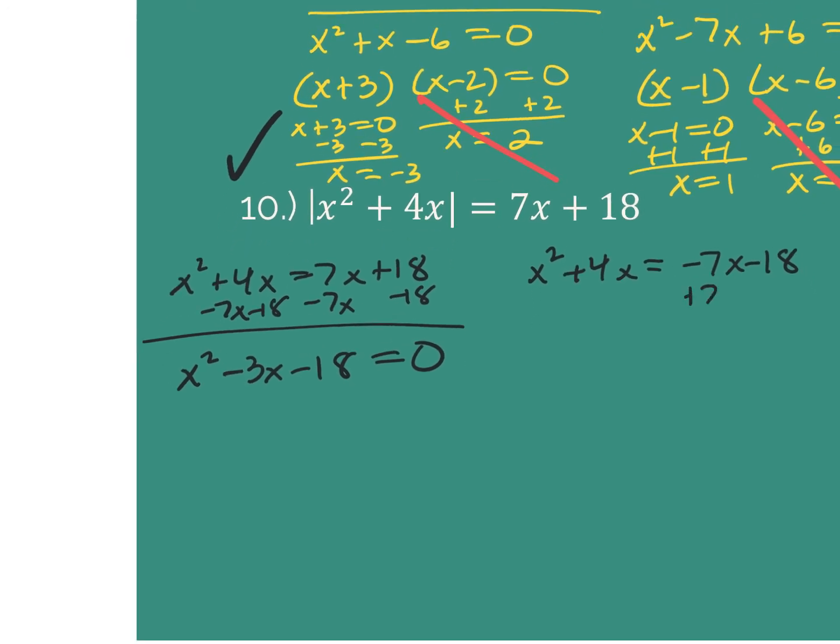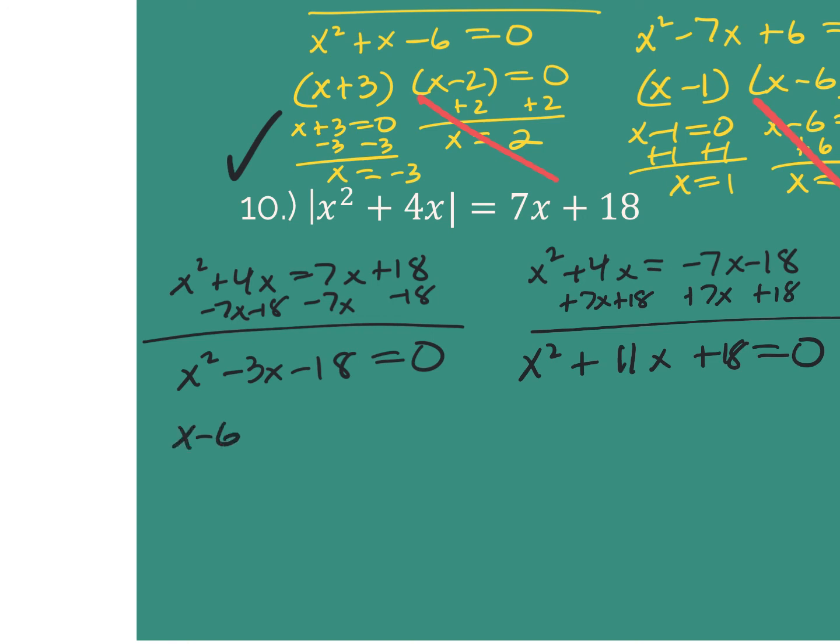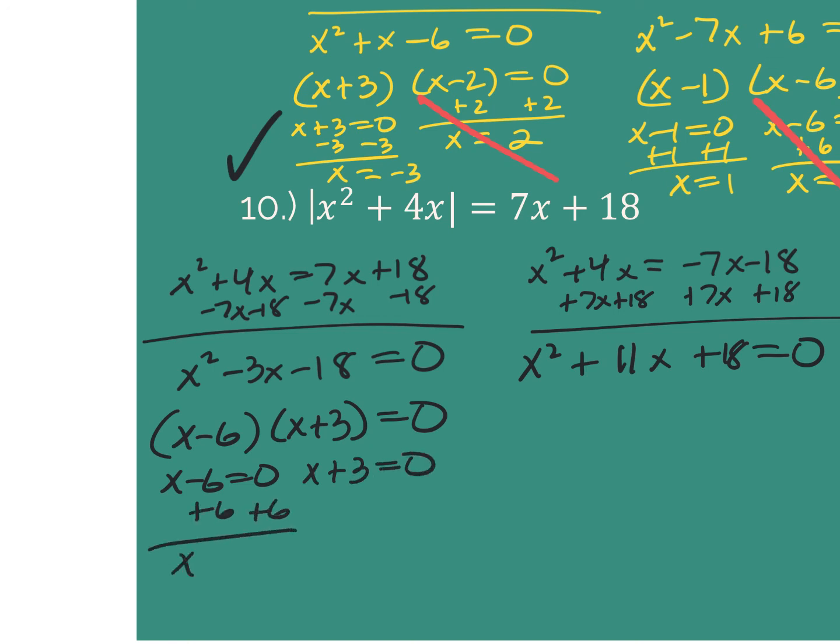You can do the same thing over here. Let's just get it into the quadratic form that we need. X squared plus 11x plus 18. All right, so I need to factor these. So factors in negative 18 that give me negative 3 are going to be x minus 6 and x plus 3. Set each one equal to 0. Add 6. X equals 6, first answer. And then subtract 3, x equals negative 3.